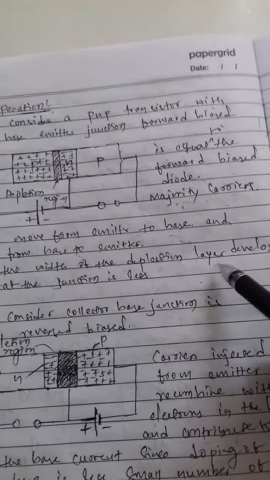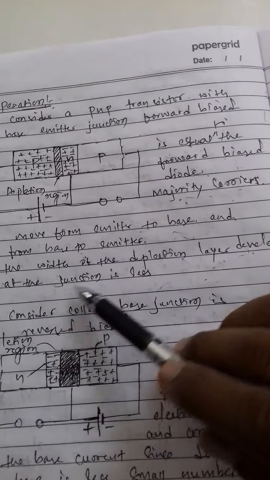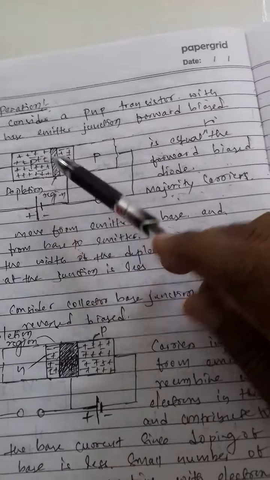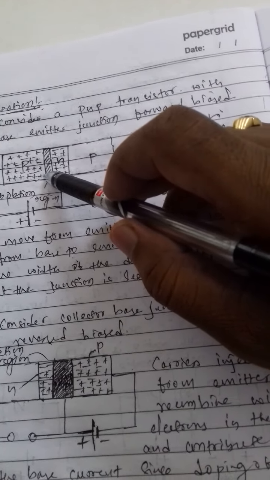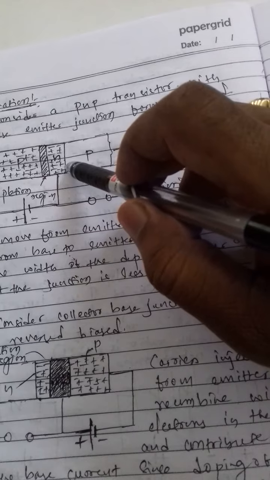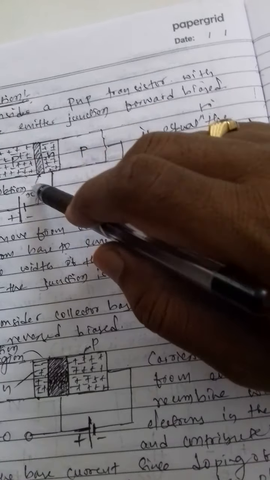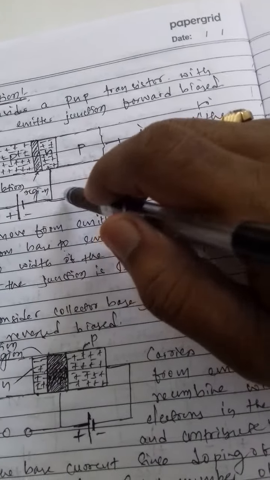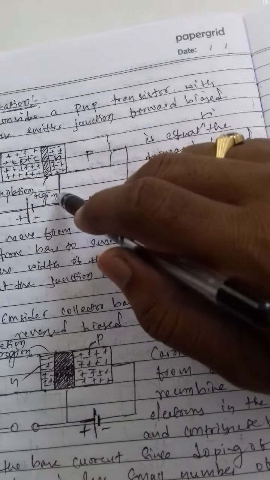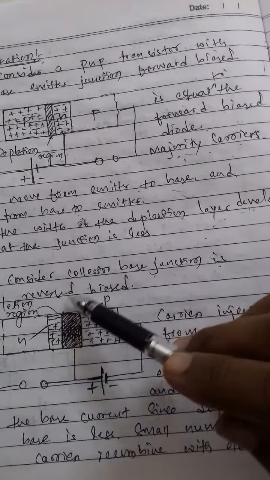The width of the depletion layer that is developed at the junction is less. There is a development of a depletion layer at the junction between the two layers. The width of this depletion layer is less because the junction is forward biased. Now consider the collector base junction is reverse biased.